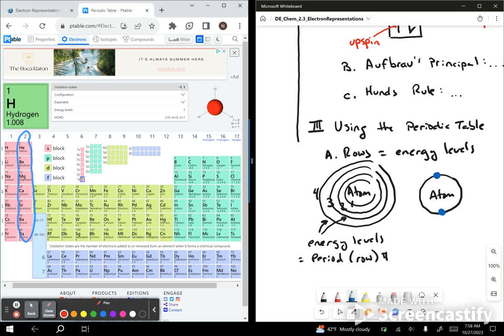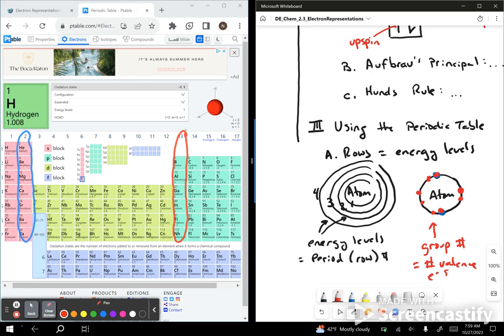If you were in the third group or family, you would actually have 3 valence electrons. And so you can fill all the way up to a total of 8 valence electrons. And your group number equals the number of valence electrons.